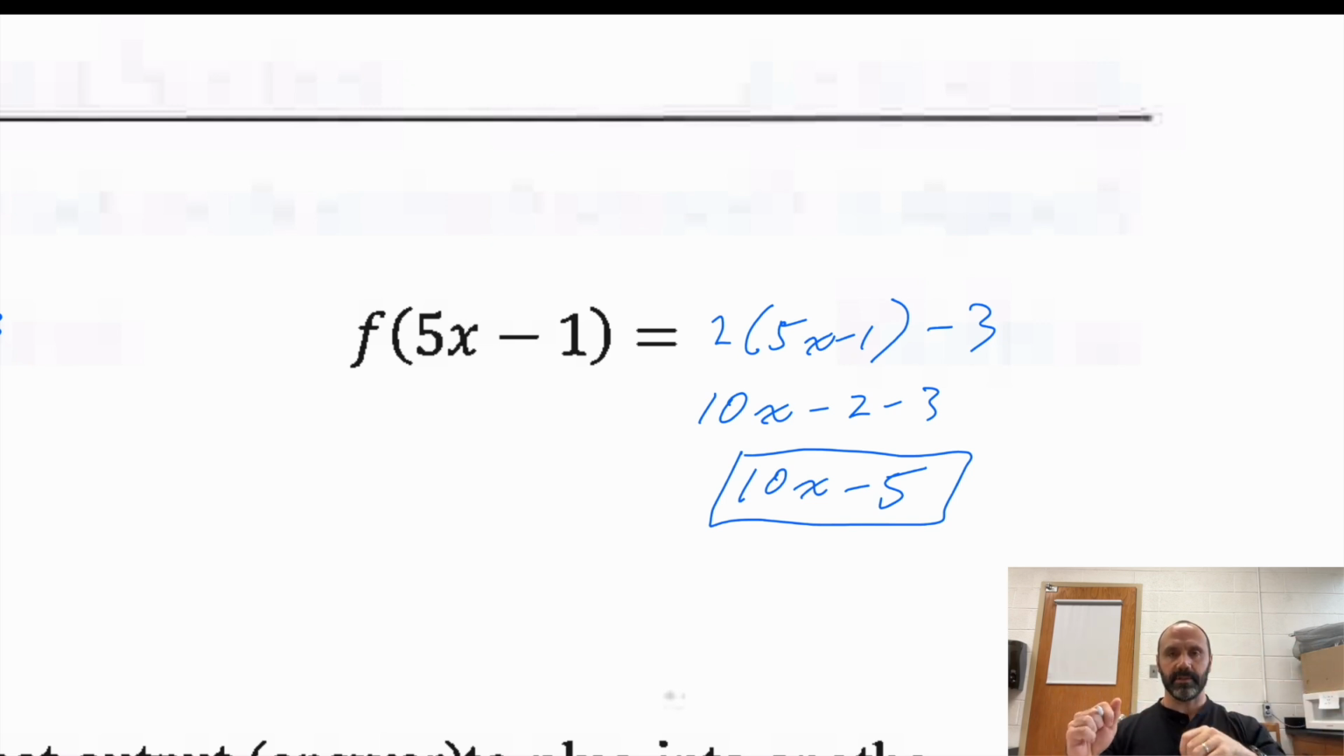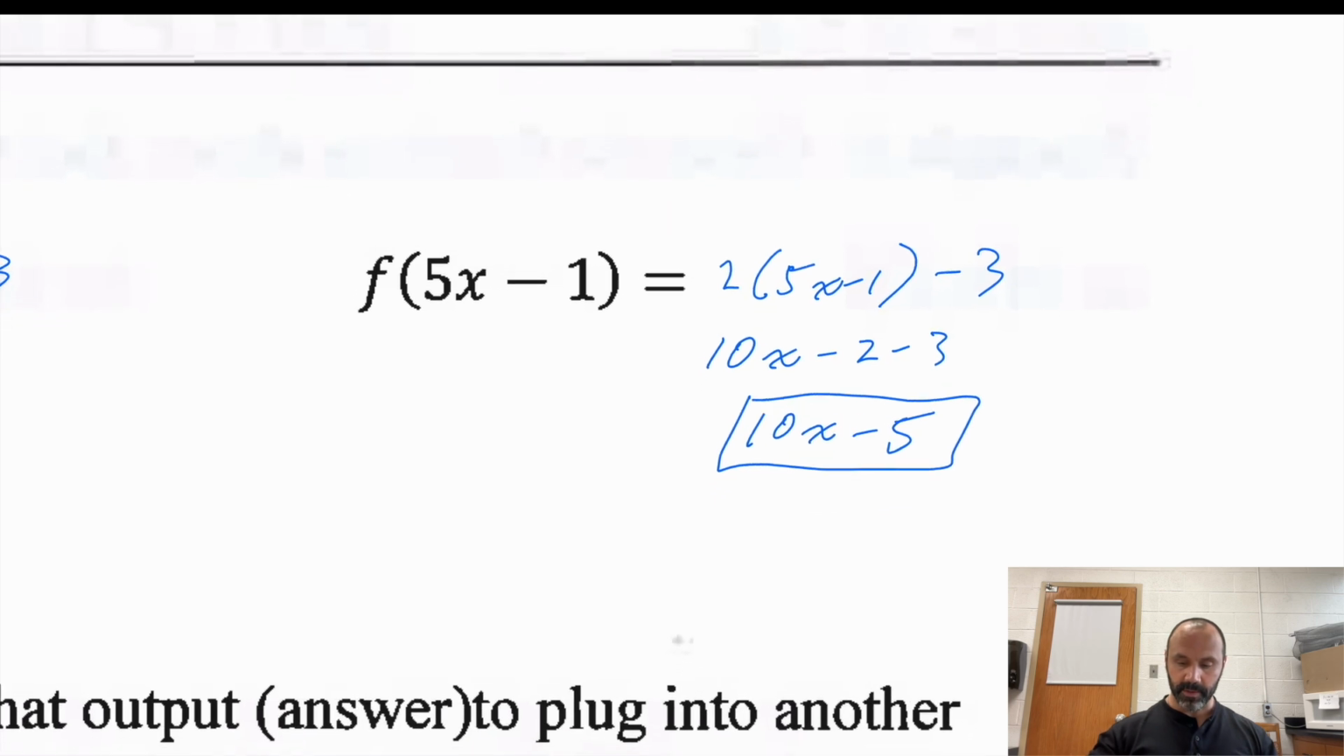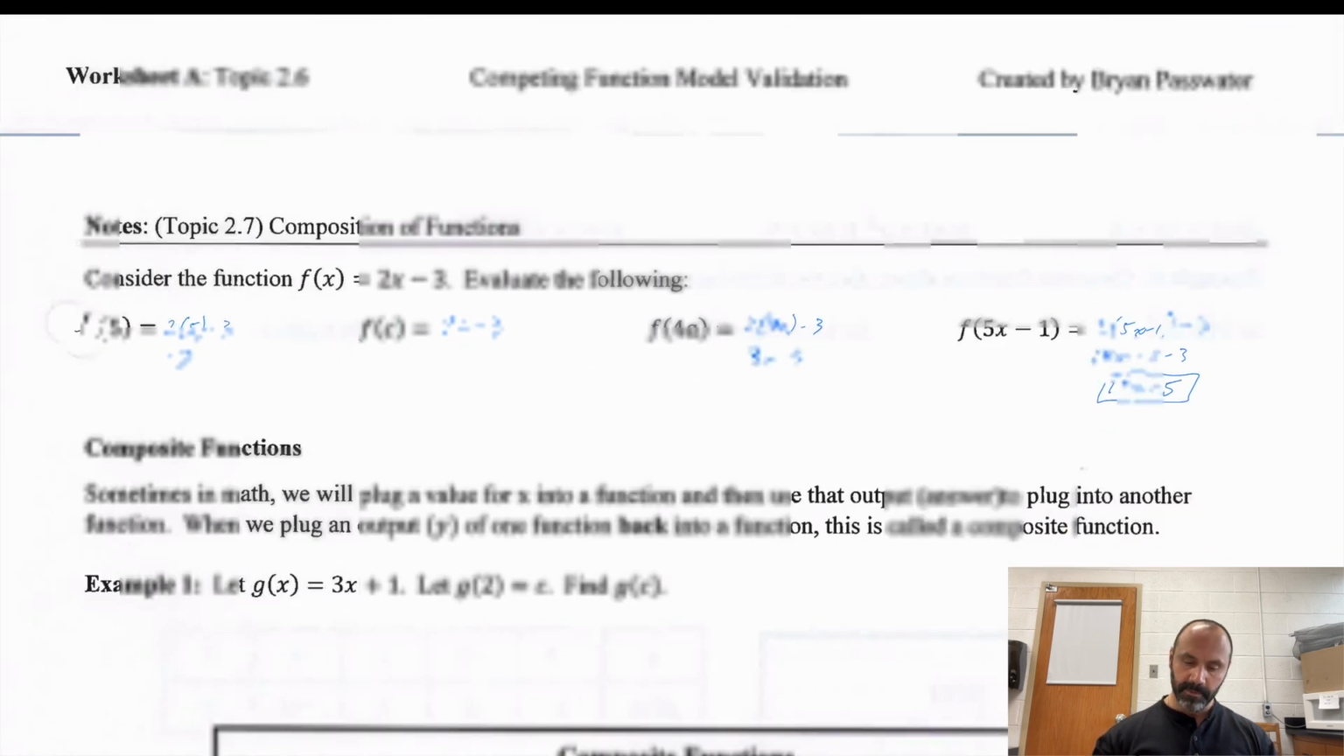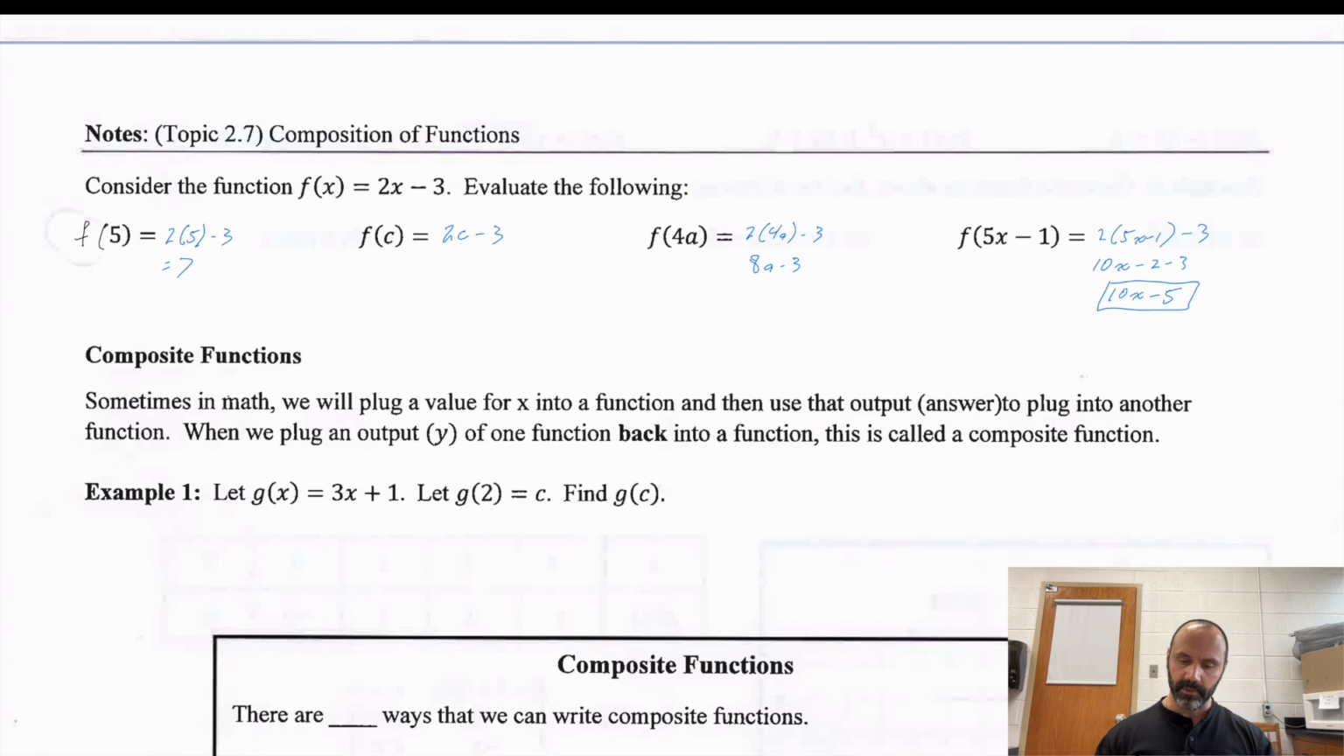So we can take an entire function and put it into another function. If we know the equation, what the machine looks like, then we can see what it looks like when you put the two input-output machines together. Sometimes in math we plug a value in for x into a function, and then plug that value into another function. Just to use the example they give us here, let g of x equals 3x plus 1, and let g of 2 equals c. They want us to find g of c.